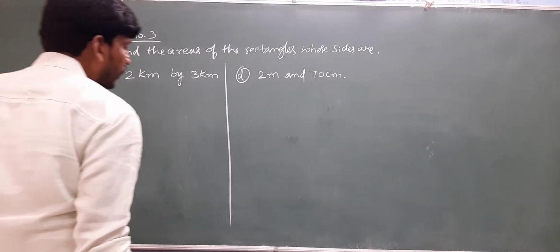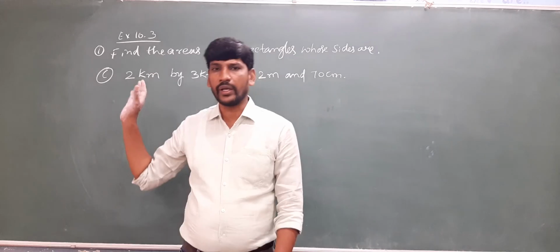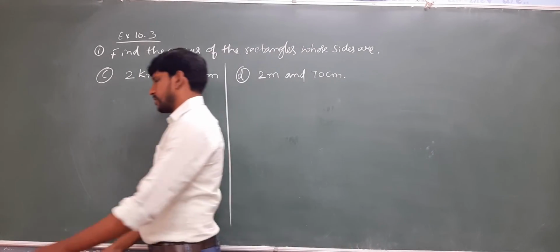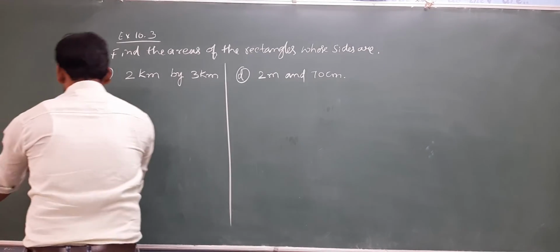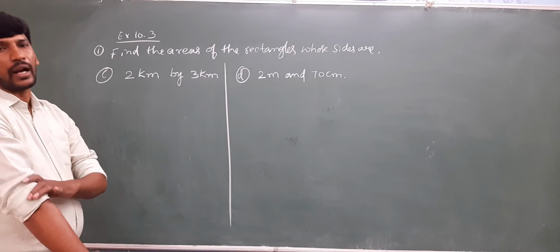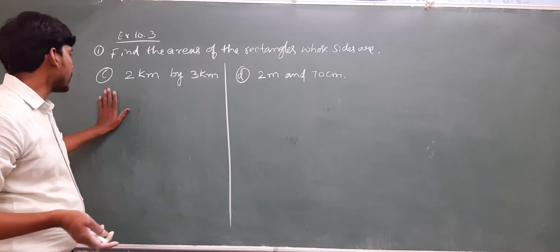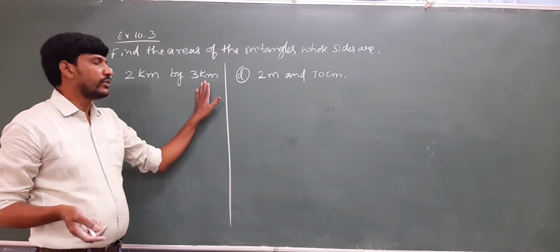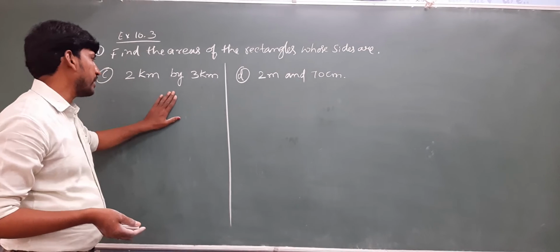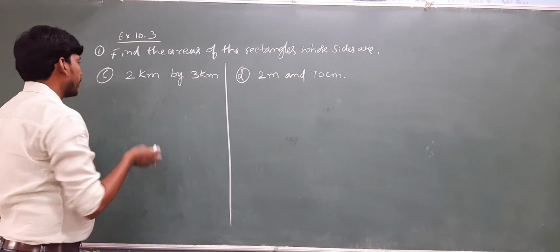Now, children, let us discuss exercise 10.3 questions. The remaining are examples only. We will discuss the exercise questions. See this here in exercise 10.3, first question. Find the area of the rectangles whose sides are. Here they given C bit 2 km by 3 km. Clear? Here 2 meters and 70 centimeters. First of all, we will complete C bit, then we will go to the D bit. See this here.